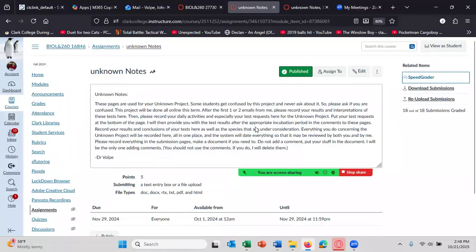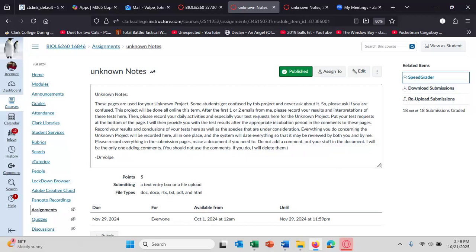After the first 1 or 2 emails from me, please record all of your results and interpretations, meaning your observation and conclusions in your unknown notes pages here. Then record your daily activities, meaning what tests you're going to request here. You should put the test request either at the end of the document, that's where I ask you to put it, but if you have it at the start of the document, I'll see it. If you put it in the middle of the document, I will not see your test request until I read the unknown notes document you submitted.